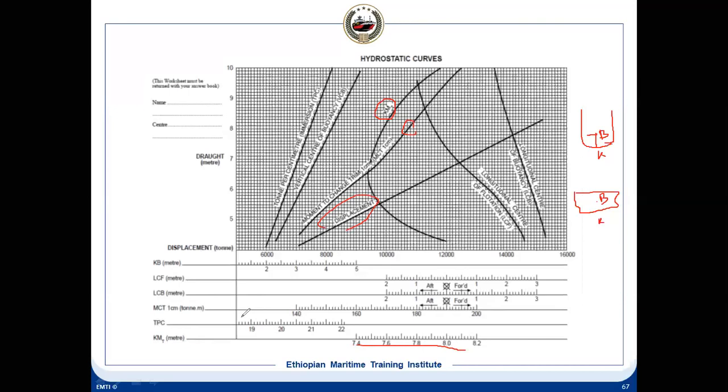LCF, we can see this is the LCF, and the LCF and the LCB are referred to the midship. That's why the midship is given. So it can be forward of midship, it can be aft. Forward is this side, aft is this side. And you have the longitudinal center of buoyancy. That is also similarly found from this scale. So this is the way we need to read these hydrostatic curves.